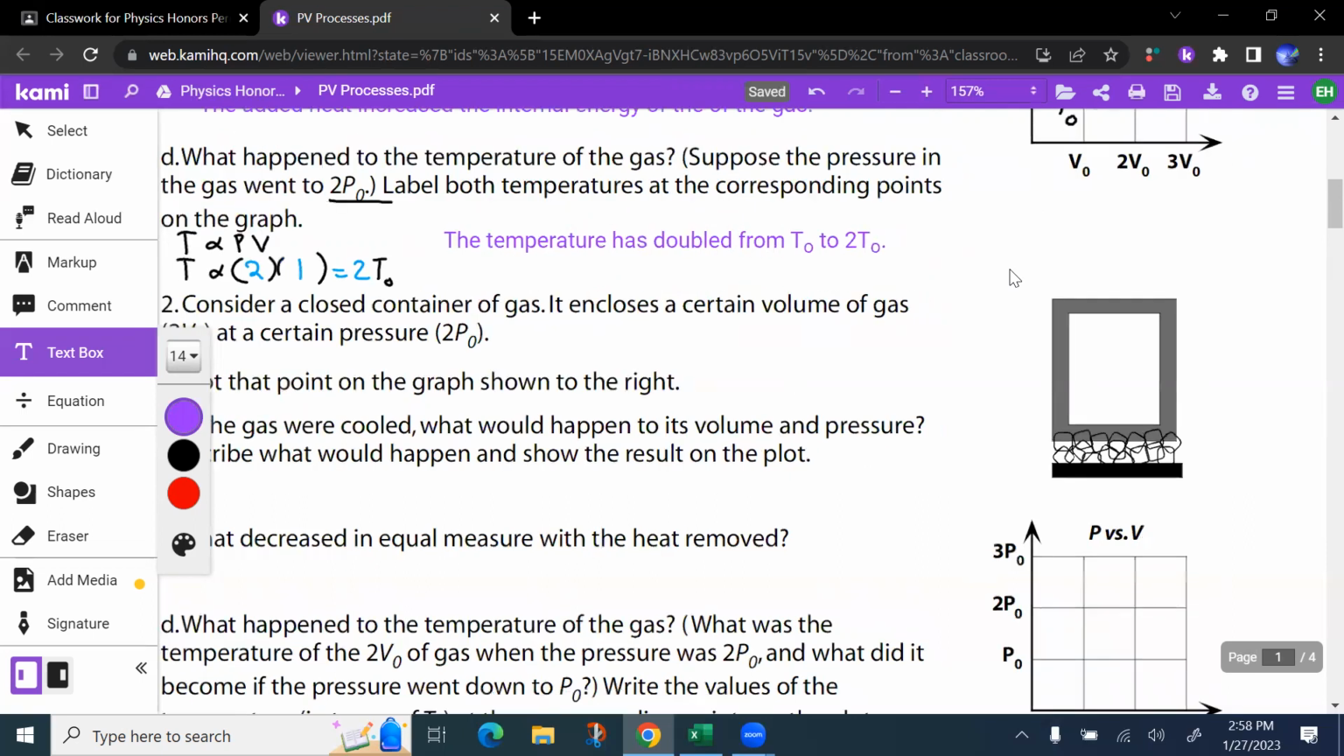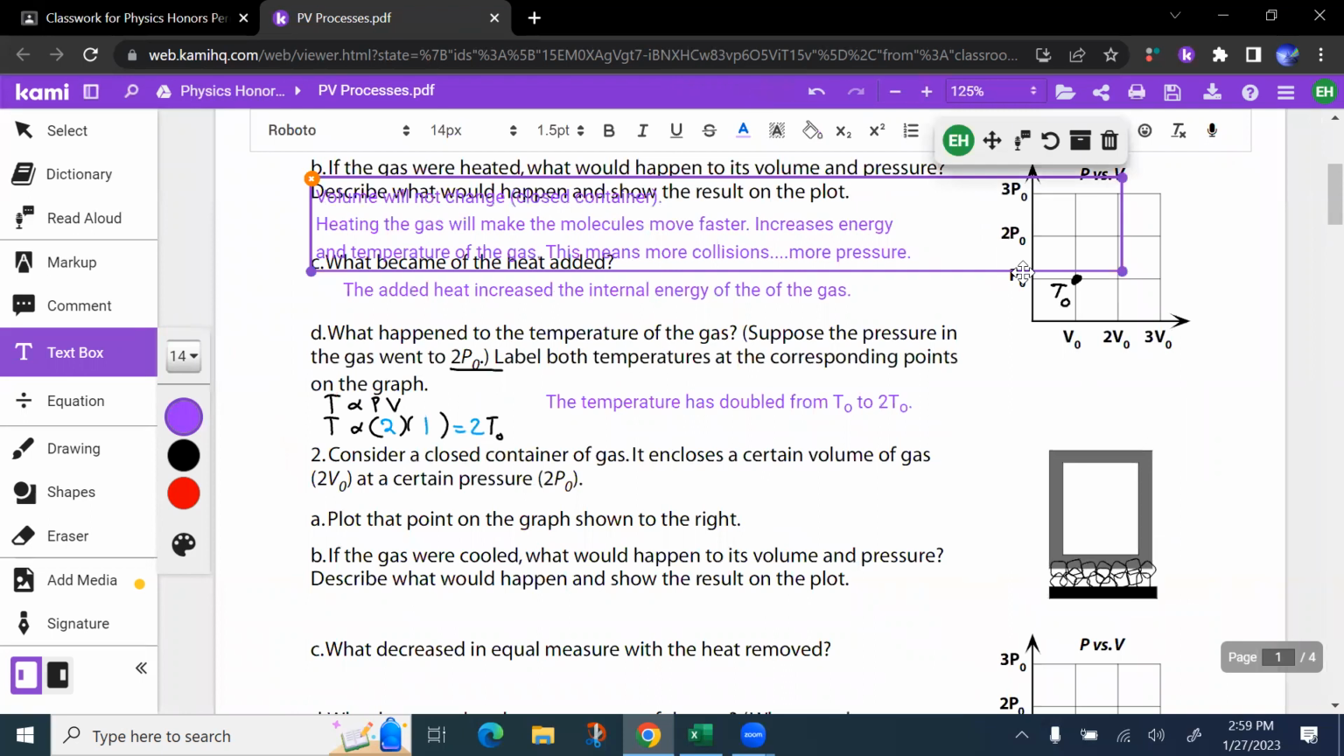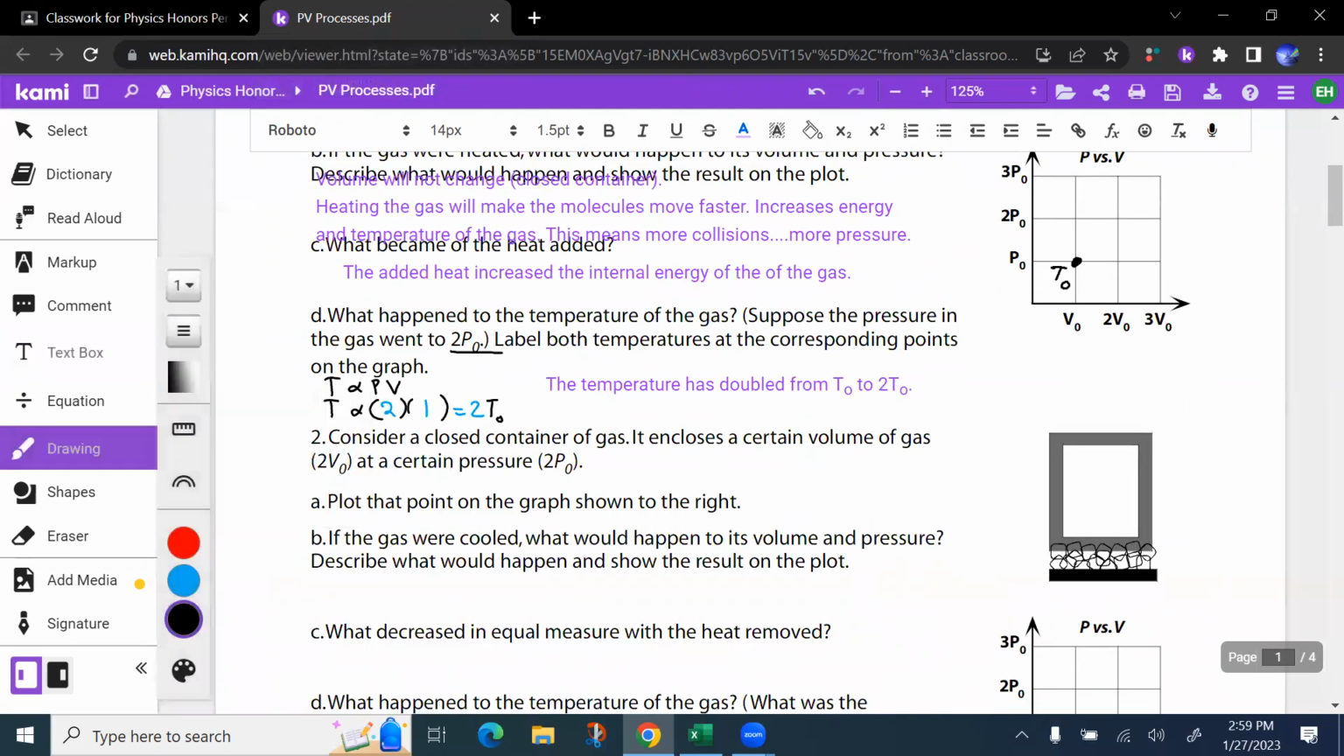All right, and then we'll go ahead and label this. The way we would label this is draw an arrow to show the increase in pressure, to 2 T naught of temperature.